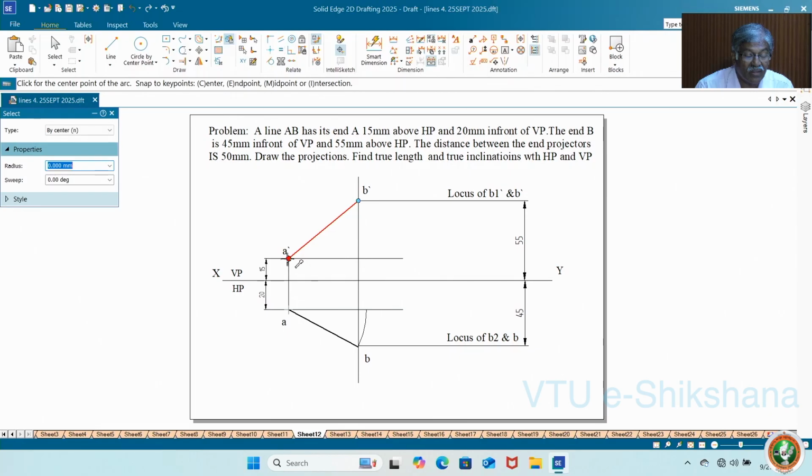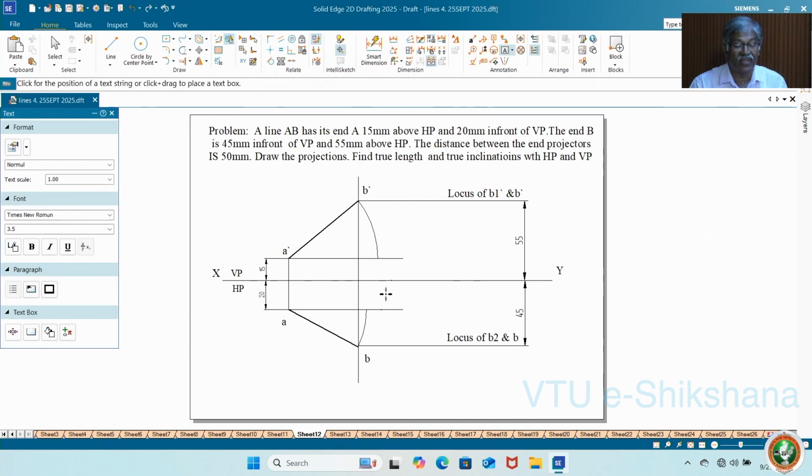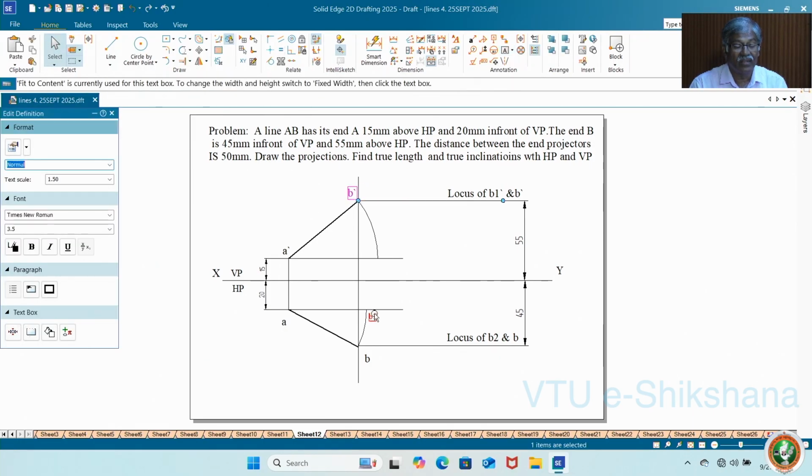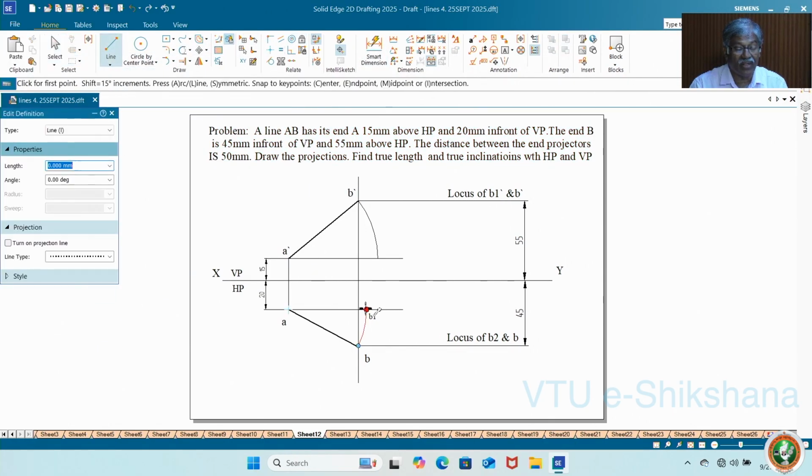So I am anticipating B2, here I am anticipating B1. Now you can just start with this is B1, you are getting B1 dash here. Here you project the same this point and get B1. Similarly, you project this is actually B2 dash, project and get B2.